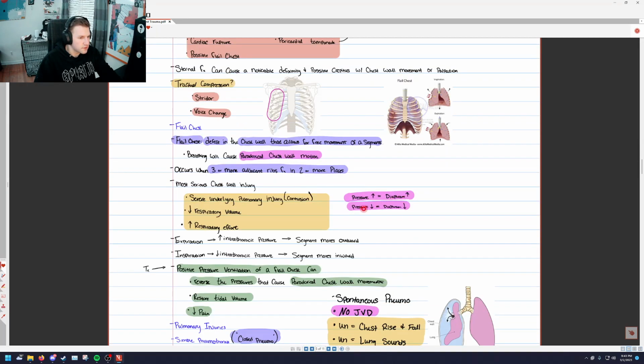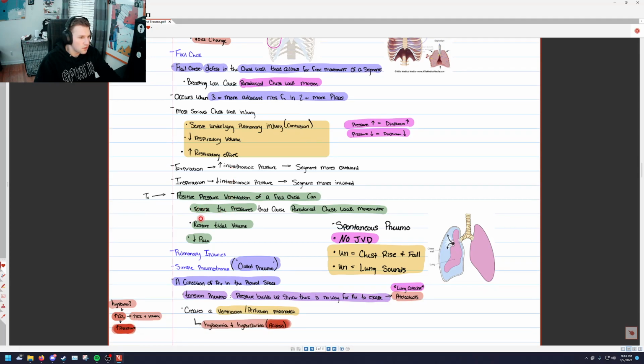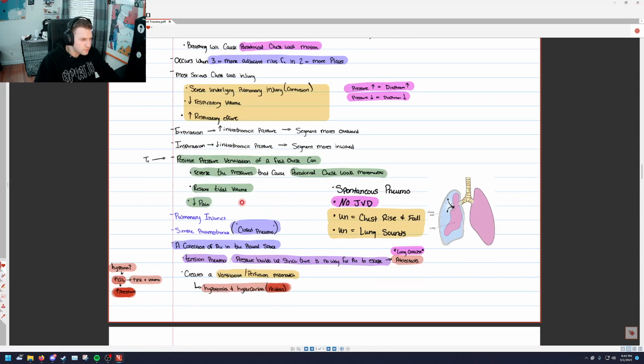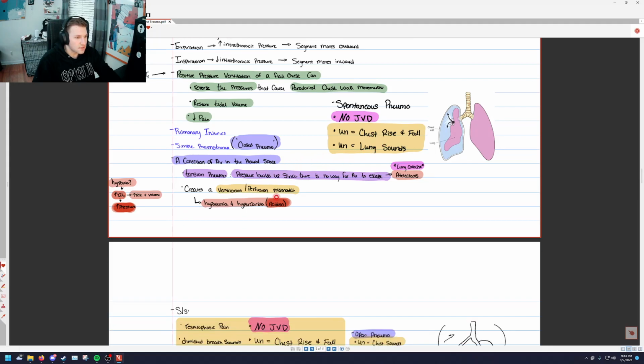Yeah, here's our flail chest. There you go. Reverse the pressures, restore tidal volume, and decrease the pain. We have a pneumo here, so we have our pulmonary injuries. So this is just going to be considered our closed pneumothorax. Assessment findings here are going to be no JVD, very important, and we're going to just have unequal chest rise and fall and unequal lung sounds.